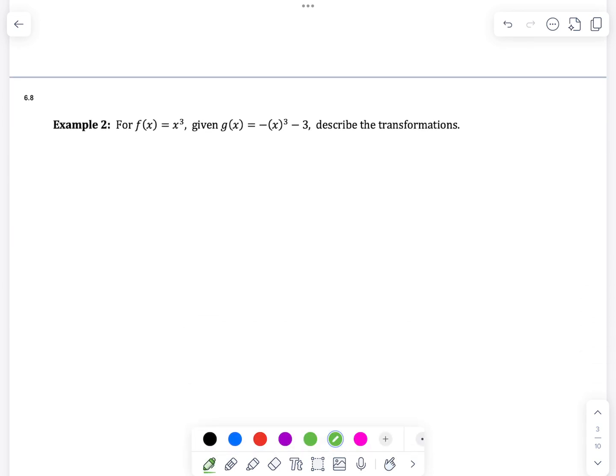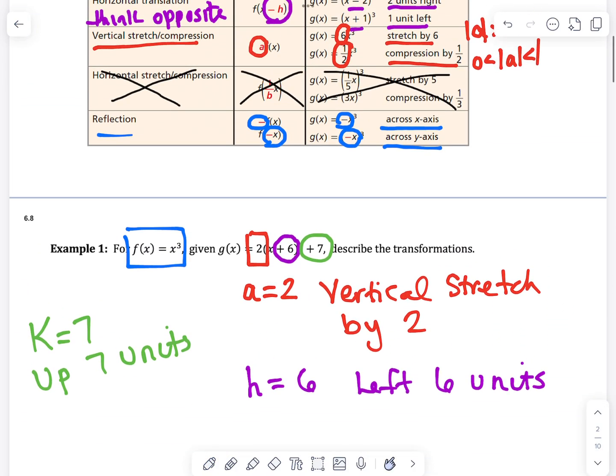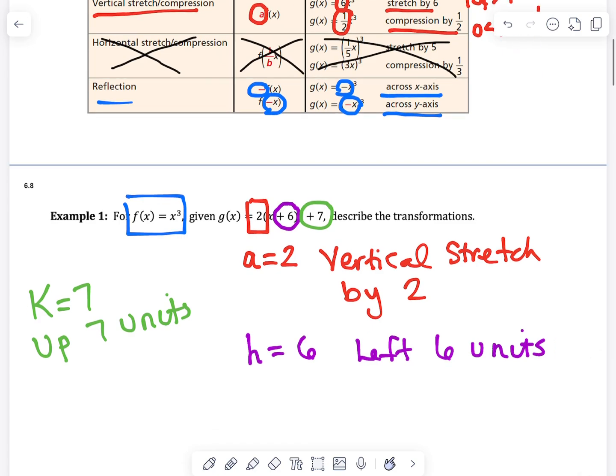All right, here's a new polynomial. It's another cubic function. And what we have is a negative in front of the function. So if we go up to our table, a negative in front of the function reflects it across the x-axis.